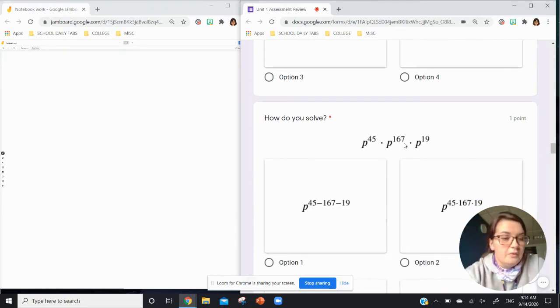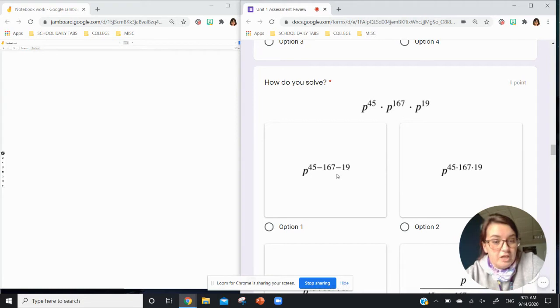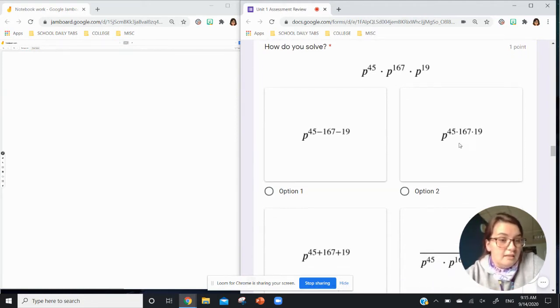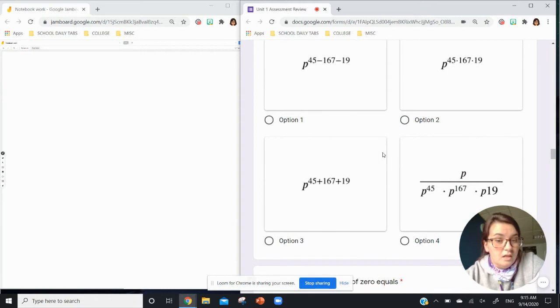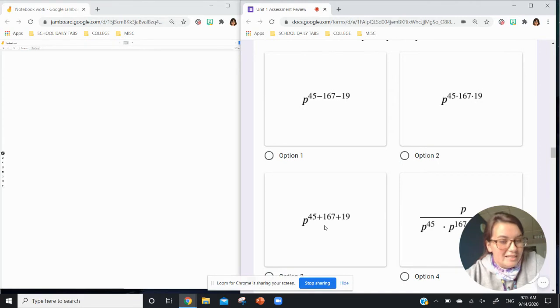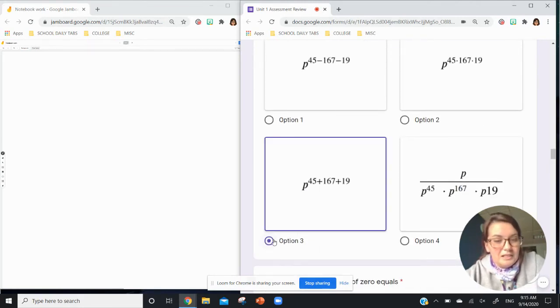Okay, this wants to know how we would solve this one. We have these little dots, and that means that we are multiplying. When we multiply a problem, we add the exponents. So this one we're subtracting. That's a dumb choice. This we are multiplying in the problem, but we're not doing that to the exponent, so that's not right. This one we're adding the exponent, so that one looks good. And then this one, I'm not really sure what it's doing there. So we are adding the exponents with this one, so it would be option 3.